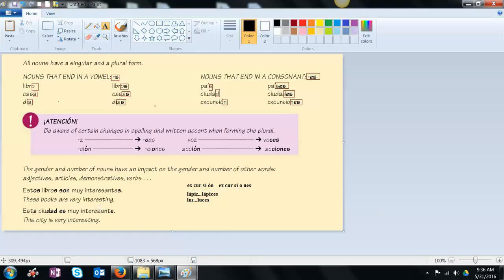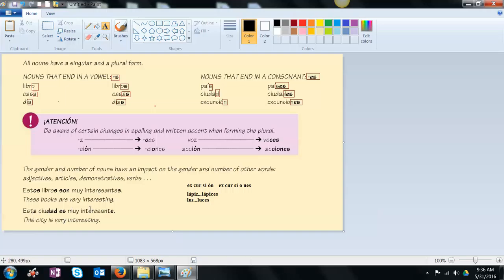Also, everything agrees in Spanish. So if you are using any types of adjectives to describe a noun, and the noun is made plural, or it's a plural noun, then all of your adjectives are also going to be plural. So it's saying these books are very interesting. Both these and interesting describe books. Because books is plural, you have to use the demonstrative adjective that's plural as well as make interesting plural.